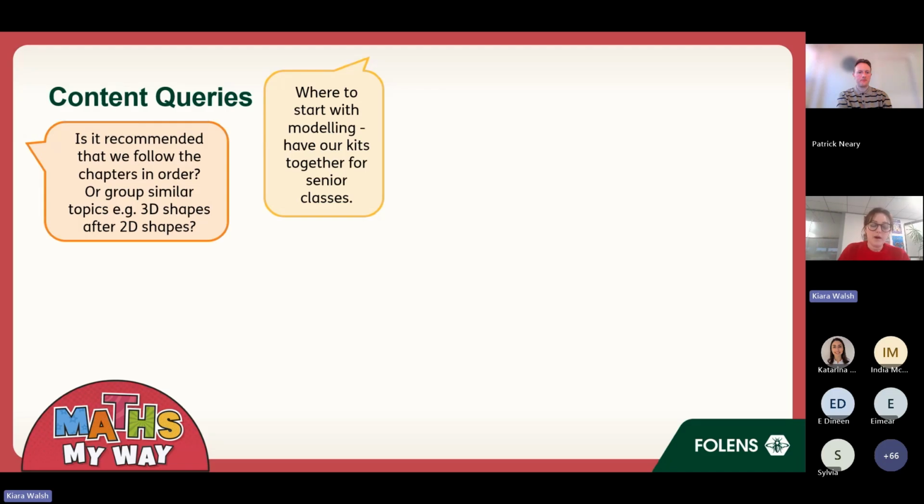Here's one for you, Patrick, just about order. So is it recommended that we follow the chapters in order or group similar topics together, for example, doing 3D shapes after 2D shapes?